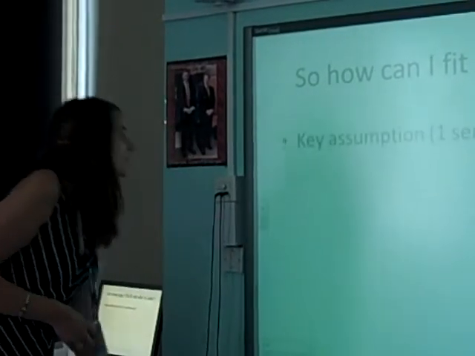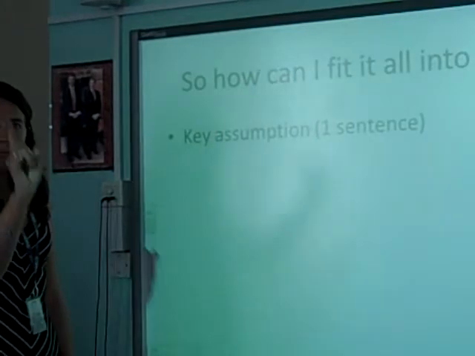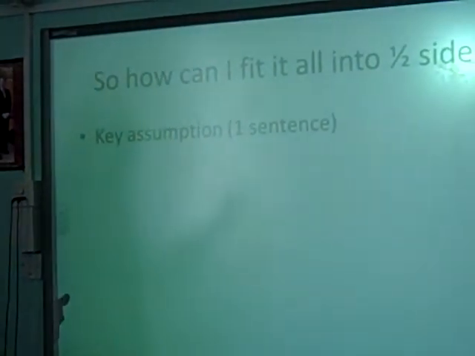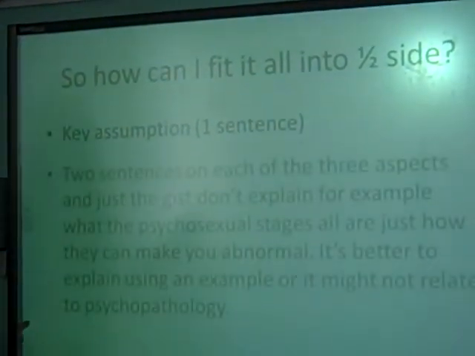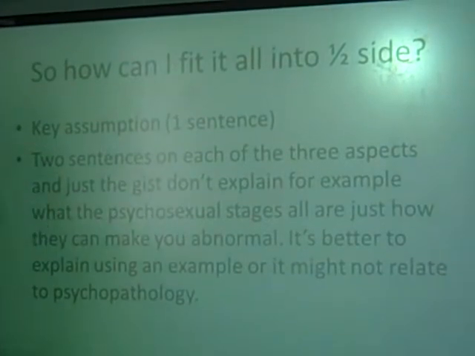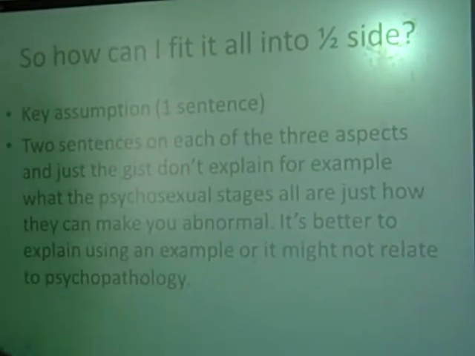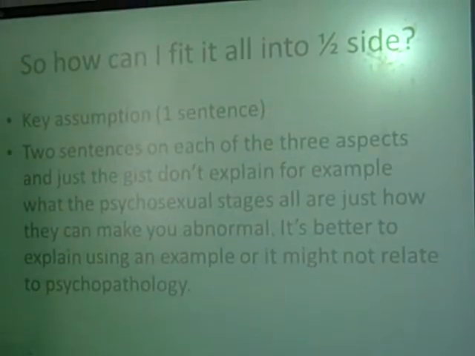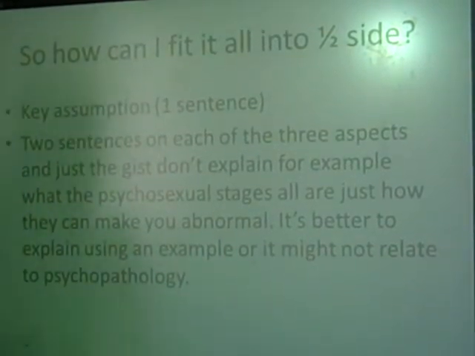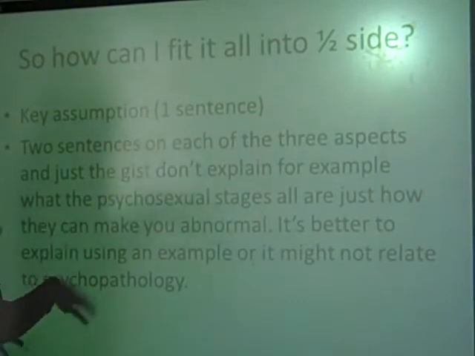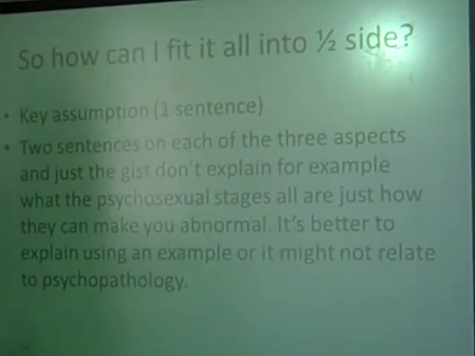So what do you do? Start with the key assumption, in 1 sentence, 2 at the most. Then, 2 sentences on each of the 3 aspects. I said just the gist. Don't explain, for example, what the stages are, or go into detail about what the id is, what the superego is. The examiner already knows these things.